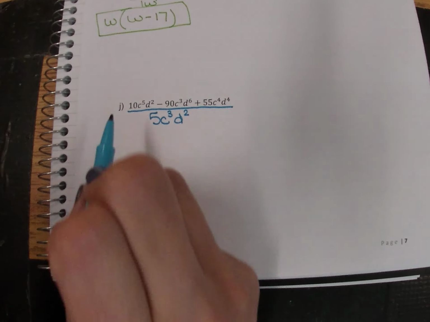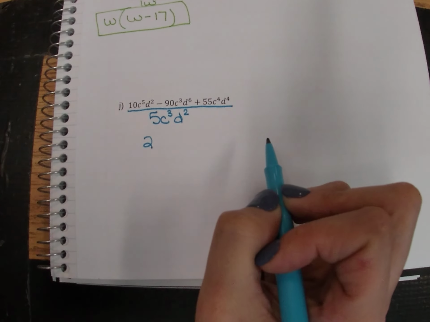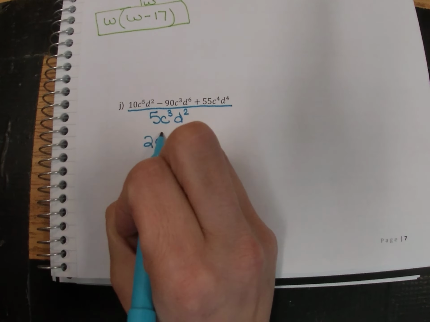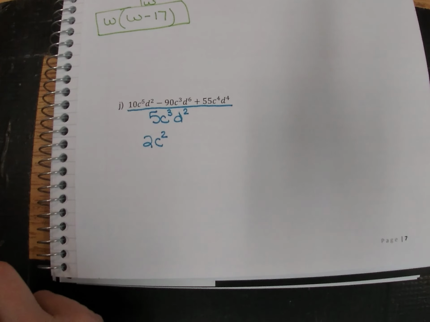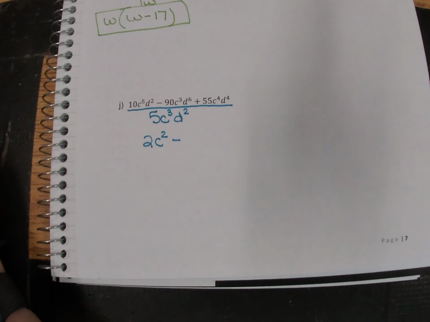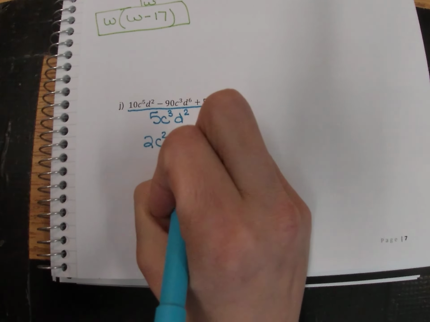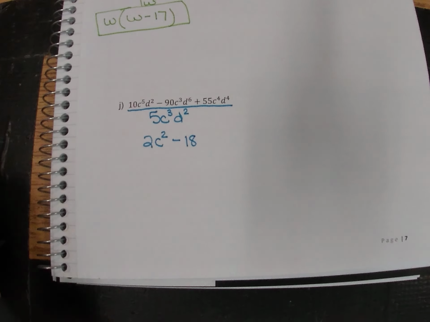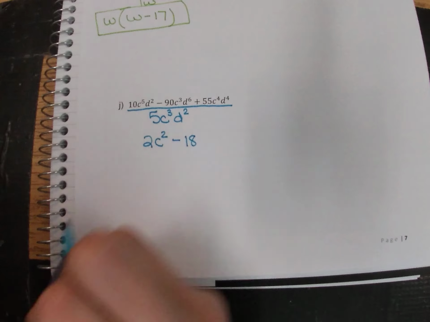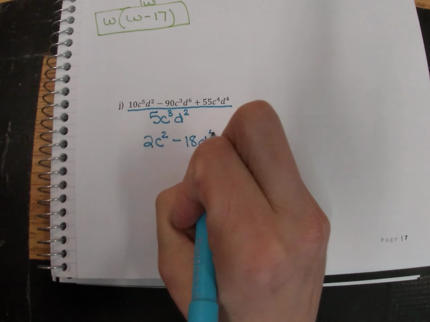And so now we start dividing. 10 divided by 5 is 2. When we divide, we subtract exponents. 5 minus 3 is 2. 2 minus 2 cancels. 90 divided by 5 gives us, let's see, 5 goes in there once, 4, 18. And then we subtract the exponents. 3 minus 3 cancels, that goes away. 6 minus 2 gives us 4, so d to the 4th.